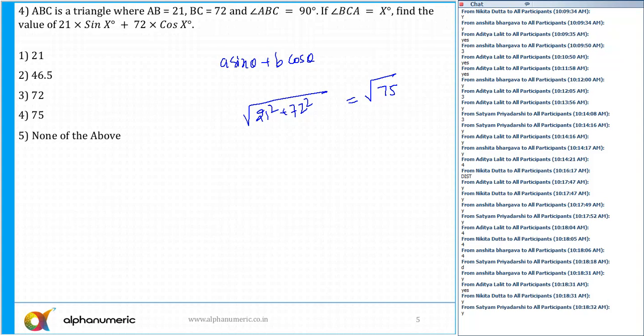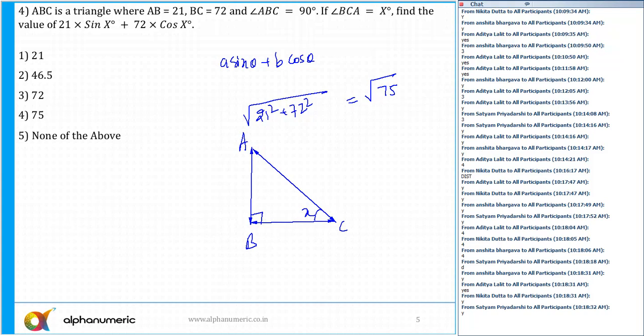Okay. It will not take too much time also. So if I draw a triangle, angle ABC is equal to 90 degrees. So if I say angle ABC is 90 degrees, this is A, B and C. This angle is 90 degrees, and angle BCA is X.